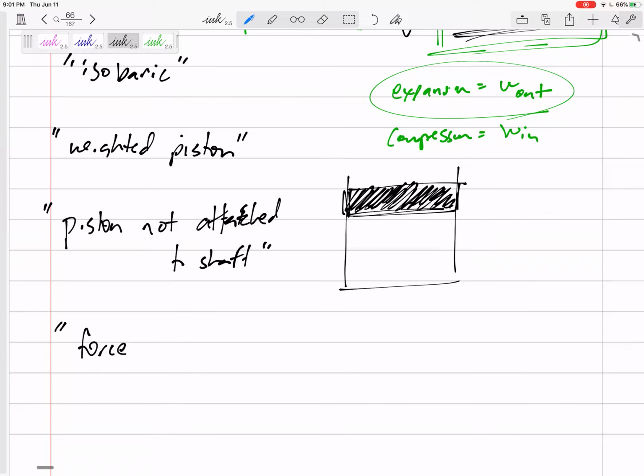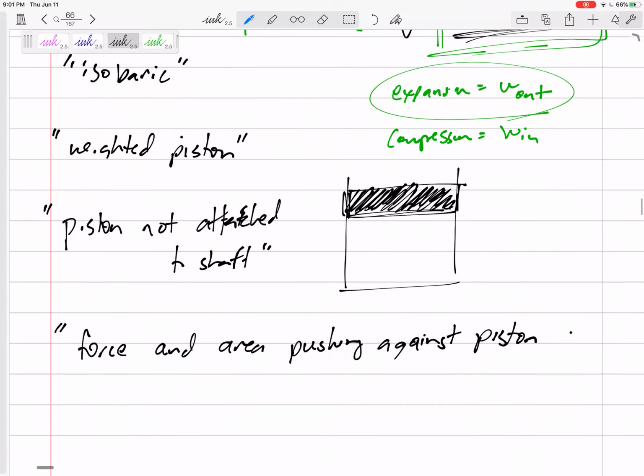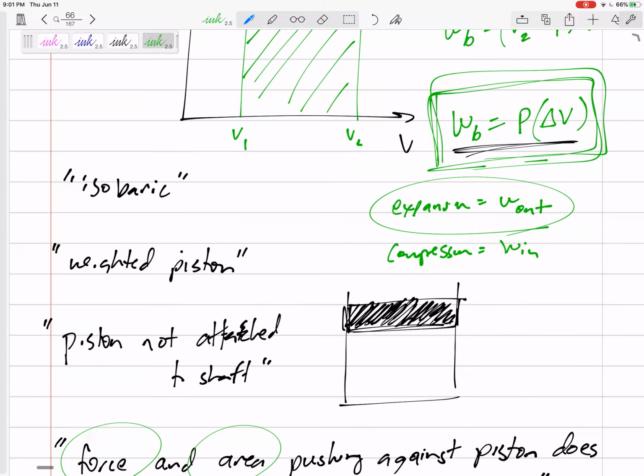Let's write this in words. If the force and the area pushing against the piston do not change, then that would be a constant pressure, because pressure is force over area. If the force is not changing and the area is not changing, then that would be a constant pressure process. And if we have a constant pressure process, the boundary work is P delta V. Remember, expansion is work out, compression is work in.